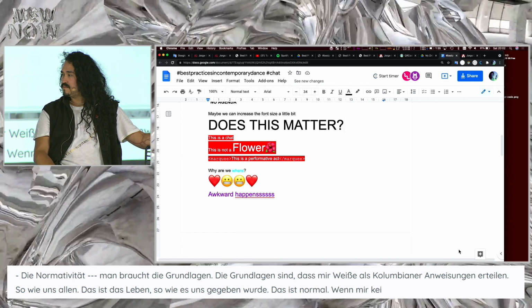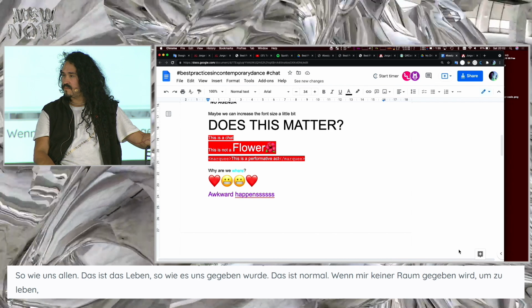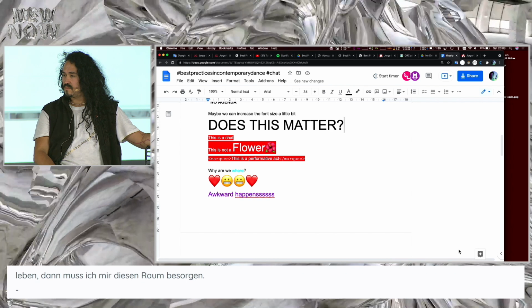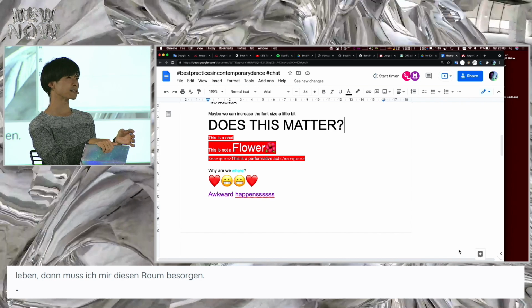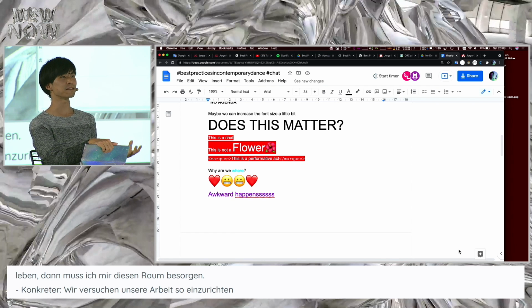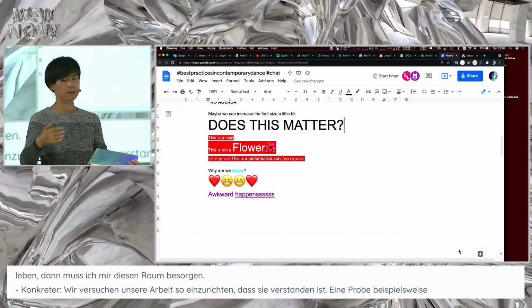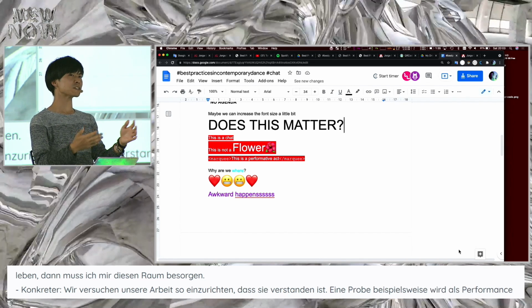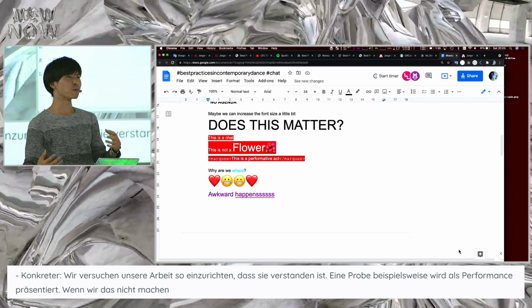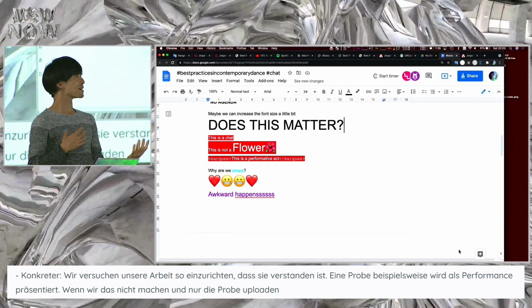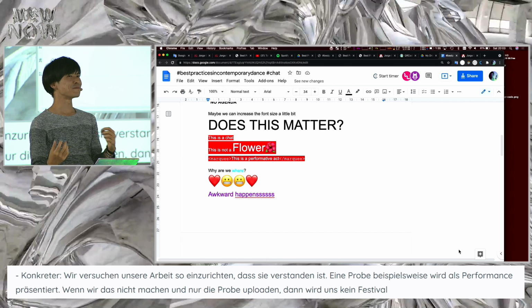Yeah, a bit more concretely, we try to frame what we do in a way that people can understand. For example, we do practices, but we can frame it as a performance, so that you understand that something happens for a duration. But that's a difficult thing. If we don't do that, we do the practice, we do the chat, we upload online, we don't do installation, we don't do performance, then no festival can have us. It's so meaningful for us, what we are doing, but it cannot be acknowledged because no one can frame it.